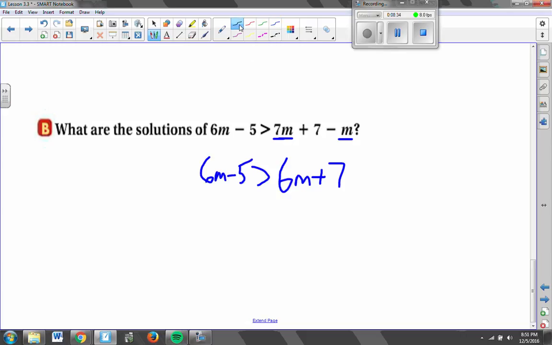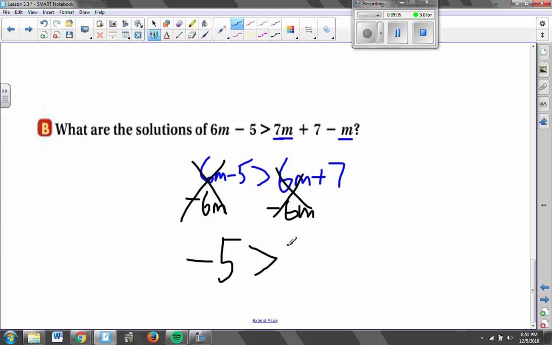Okay? Now again, I want to get all of my variables to one side and all my numbers to the other. So I'm going to take away 6m on both sides so that those are gone. And I'm going to take away 6m over here. The issue again is that all my variables disappear, right? I had 6m on this side, and now I'm minusing 6m to get rid of these, but minusing 6m also gets rid of these. So those are also gone. What I'm left with is a negative 5 on that side and a 7 on this side. So my inequality now says negative 5 is greater than 7.